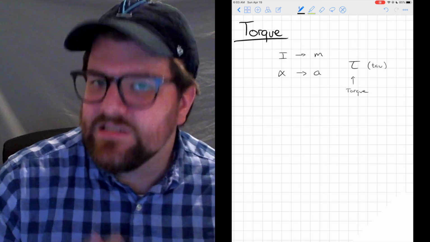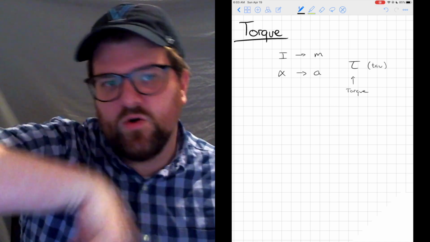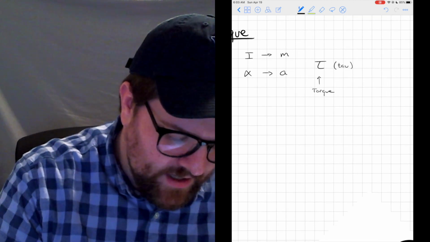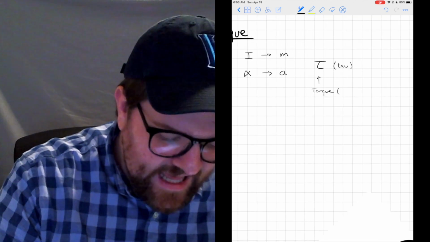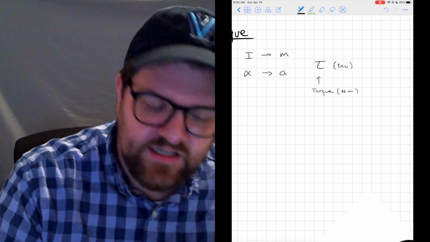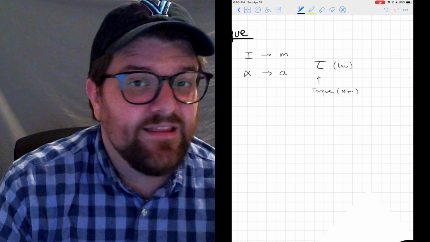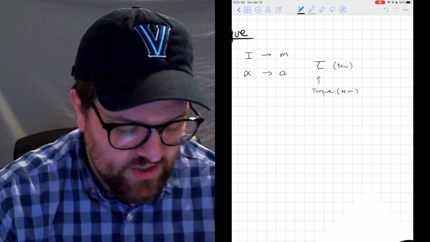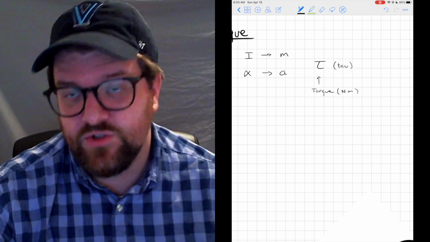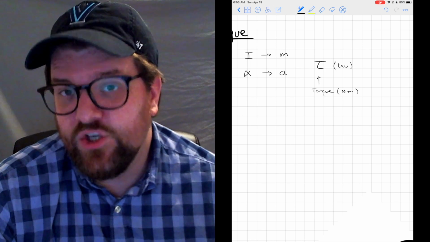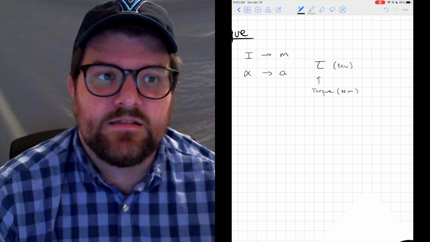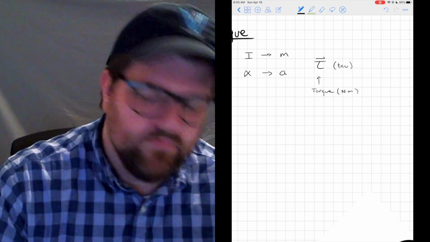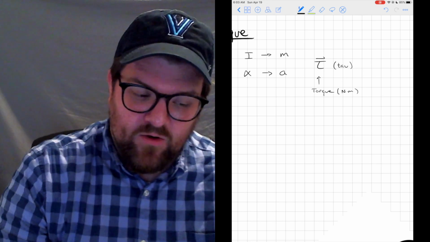Torque is like a rotational force. It makes things go clockwise or counterclockwise. It makes things spin. Torque, by the by, has units of Newton meters, and Newtons times meters in the past has been joules, but this is not a joule. We don't call the unit of torque joules. We call it Newton meters. And that's that. They're fundamentally different. Torque is a vector. We'll talk about that in just a second.